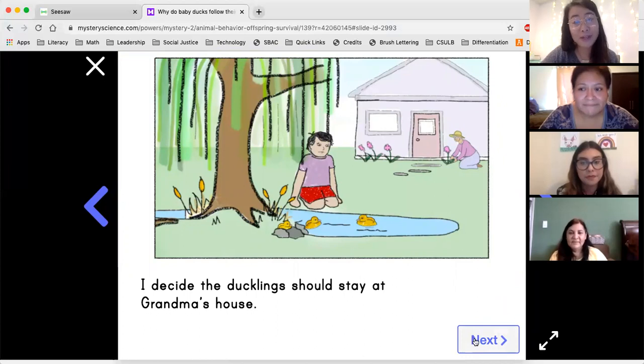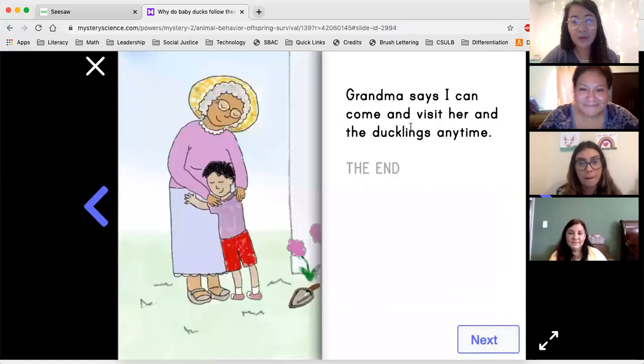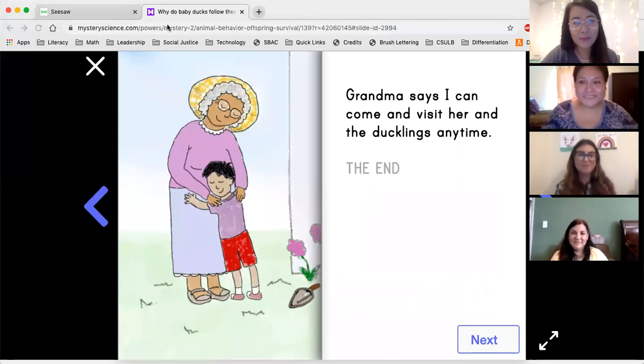I'm glad Juan Carlos made a good decision to really protect these ducks. Grandma says I can come and visit her and the ducklings anytime. The end. Awesome. What a great book.